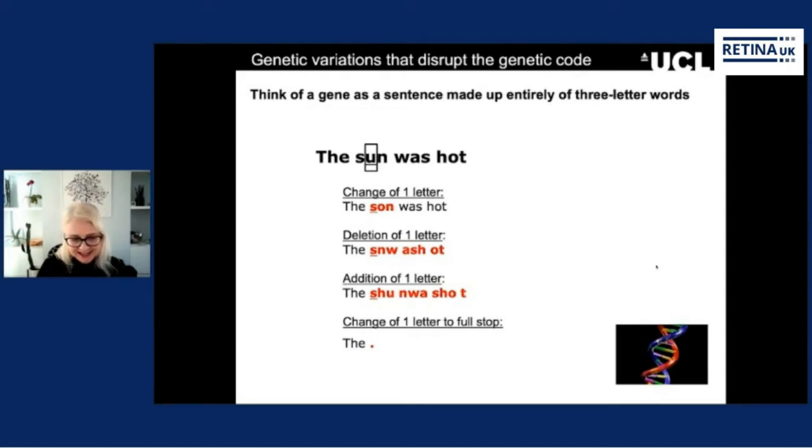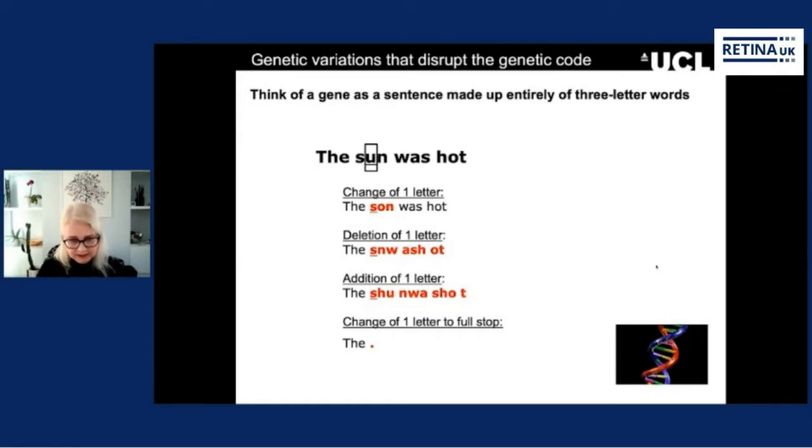Similarly, we can add a letter. So if we put an H in, for example, after the S, you can see that after that the sentence doesn't make any sense at all. And the other thing that can happen is we can change a letter, and then what happens is the genetic code reads it as a full stop, like a full stop in a sentence. So that's the final example, which is the full stop. So you have no sentence at all.